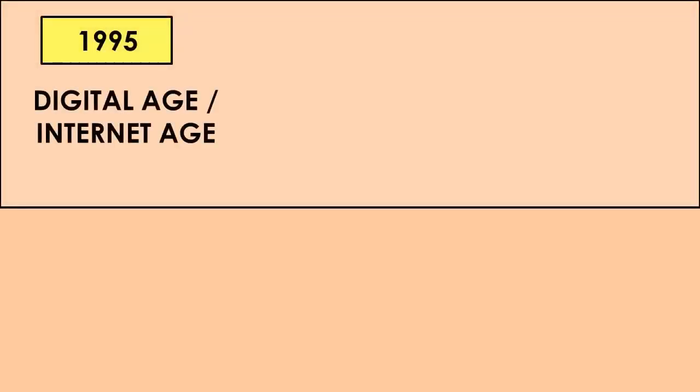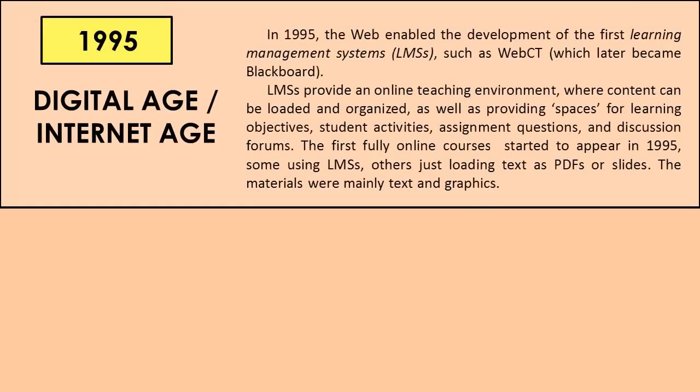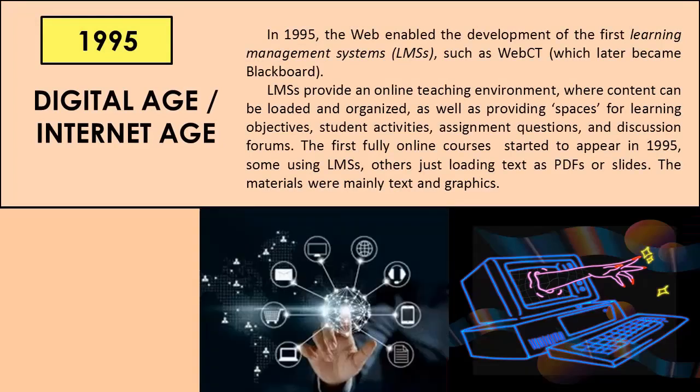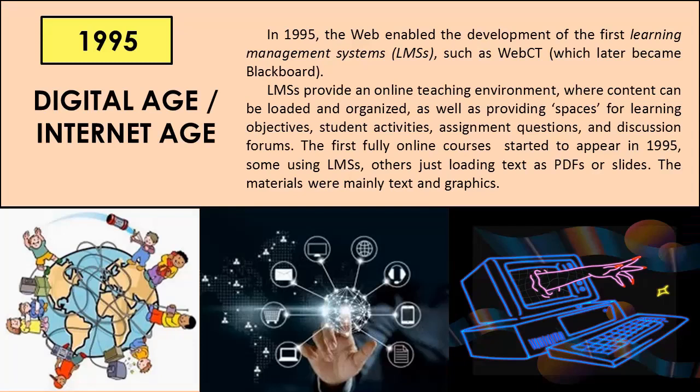1995. Digital Age. In 1995, the web enabled the development of the first learning management systems, LMSs, such as WebCT, which later became Blackboard. LMSs provide an online teaching environment, where content can be loaded and organized, as well as providing spaces for learning objectives, student activities, assignment questions, and discussion forums. The first fully online courses started to appear in 1995, some using LMSs, others just loading text as PDFs or slides. The materials were mainly text and graphics.